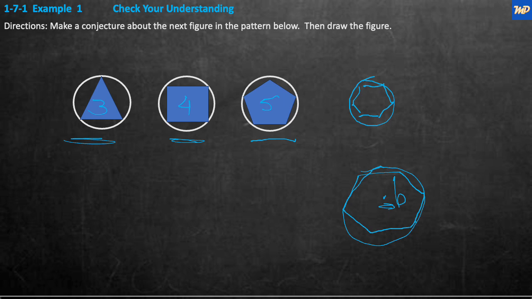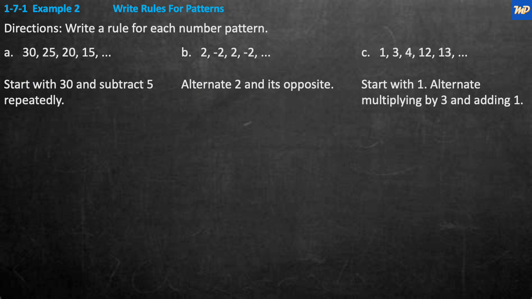That was your conjecture. It would have 6 sides. A 6-sided figure would be contained within this circle. Okay, example 2. Write rules for patterns.